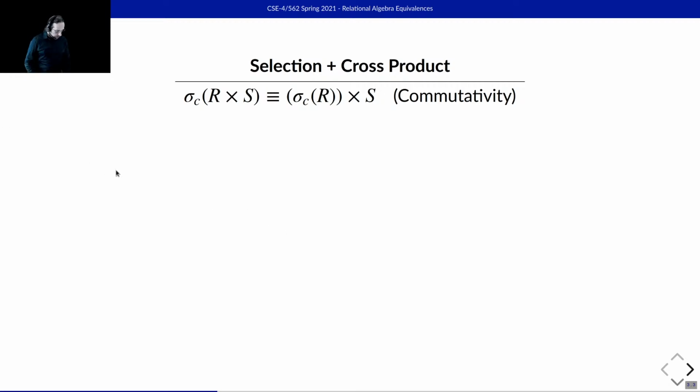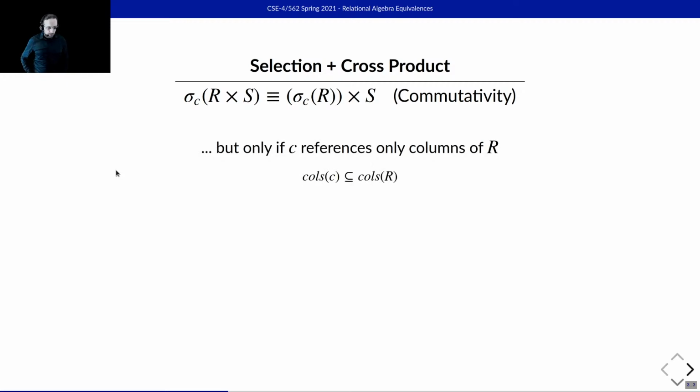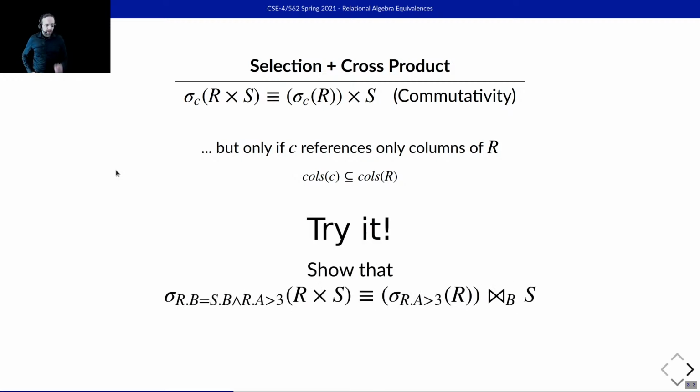Okay, so, all right. Selection and cross product. So you can always take a selection and push it down through the cross product as long as it only references columns that appear in R, in the side that we're pushing it down on. And like I said, here's a really simple rule. I really encourage you to work through this example on your own. It's like 3 steps, but this is going to be the majority of checkpoint 2.